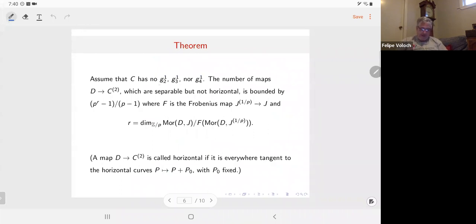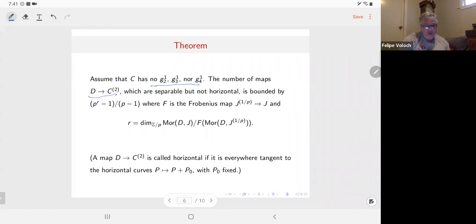I have to make an assumption that the curve has no linear systems of dimension 1 and degrees 2, 3, or 4. So that excludes hyperelliptics, trigonal, and curves of g^1_4. So it requires the genus to be large, right? So curves of small genus will have those linear systems. So if I'm assuming that there's no linear system like that, the genus has to be at least 5 or 6 or something. Okay, but the generic curve of large genus will satisfy this hypothesis. So this theorem applies to most curves once the genus is large. And I want to give a bound for the number of maps D to C2. So I'm going to prove that there's finitely many.